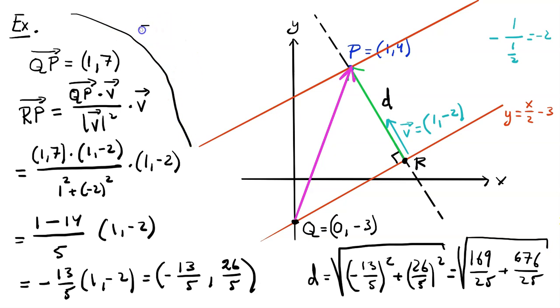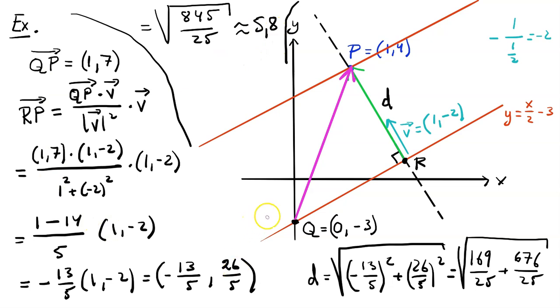So this is equal to square root of 845 divided by 25. Plugging this into calculator, we get 5.8. In a moment, we will see how to calculate it more exactly, but since it's tedious here, let's stop there. So we see that the distance here is 5.8. That we found out by vector projection.